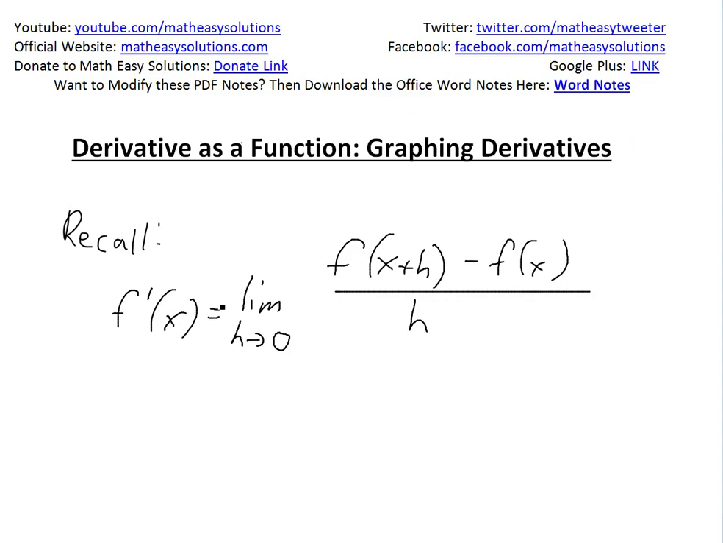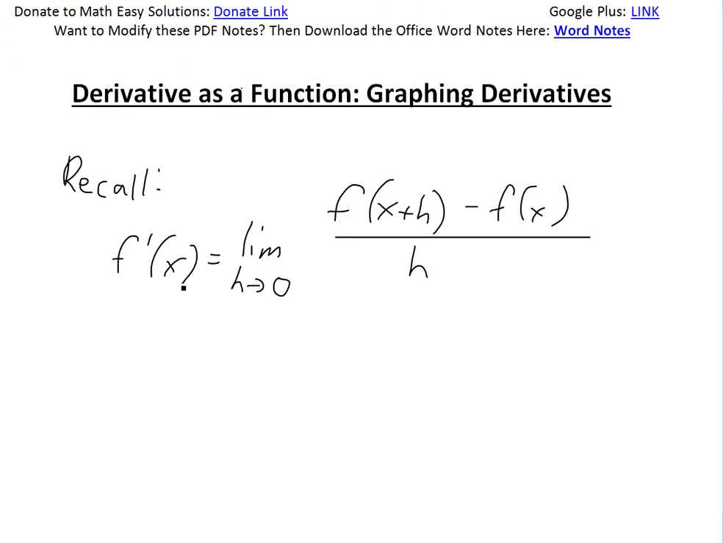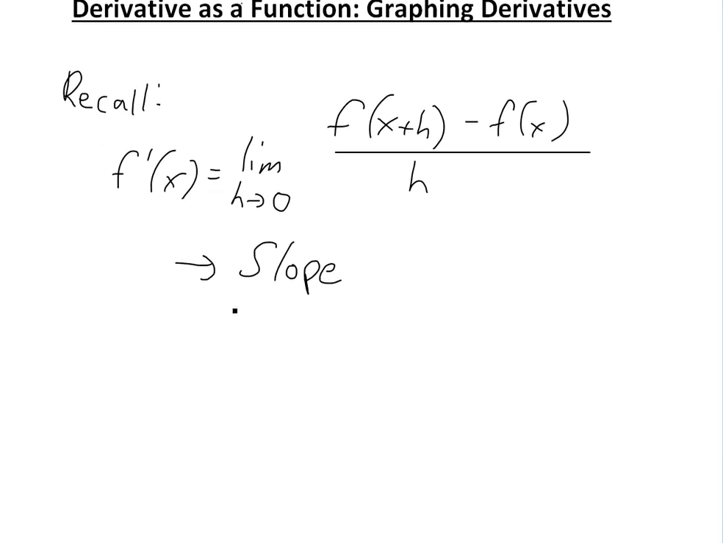So recall from my earlier videos on the definition of the derivative, the definition says the derivative, or f prime of x, is equal to the limit as h approaches 0 of f of x plus h minus f of x, all divided by h. In my earlier videos I showed that this is basically the slope of the tangent line at any point, or the instantaneous rate of change.